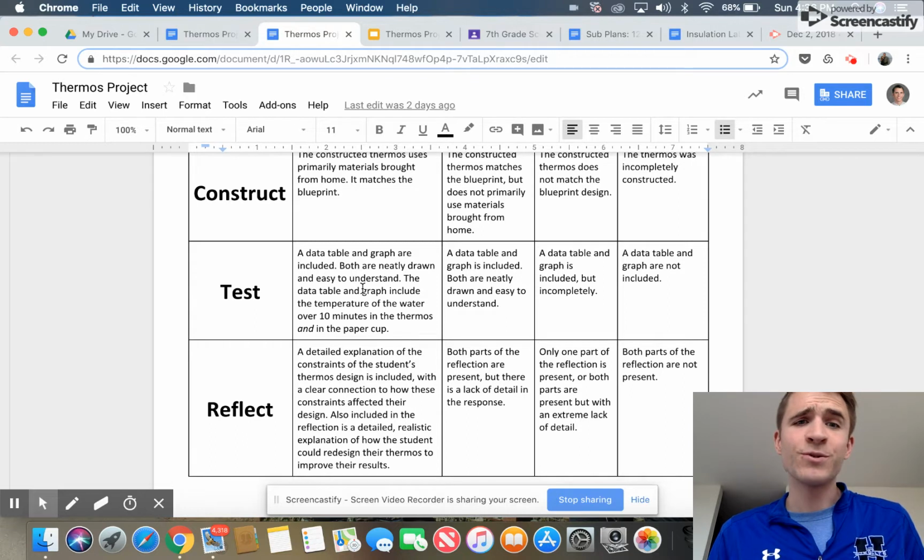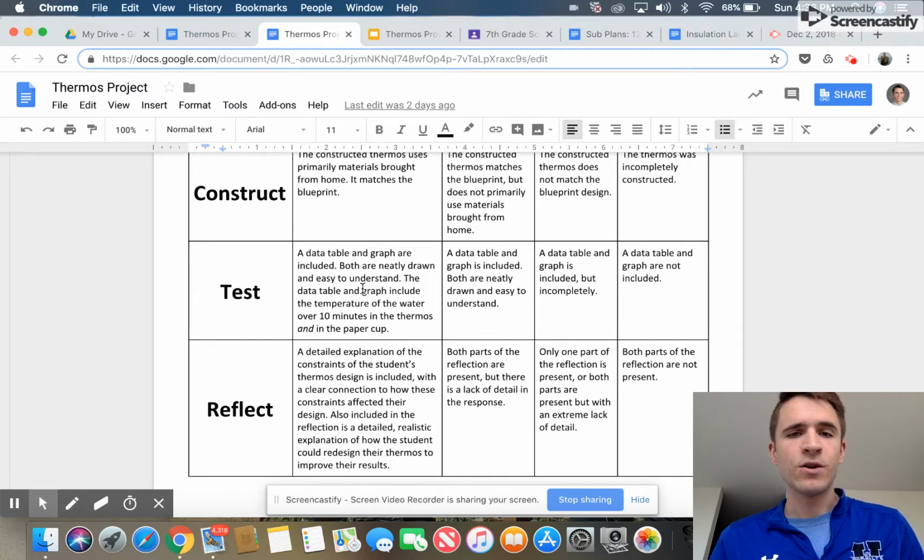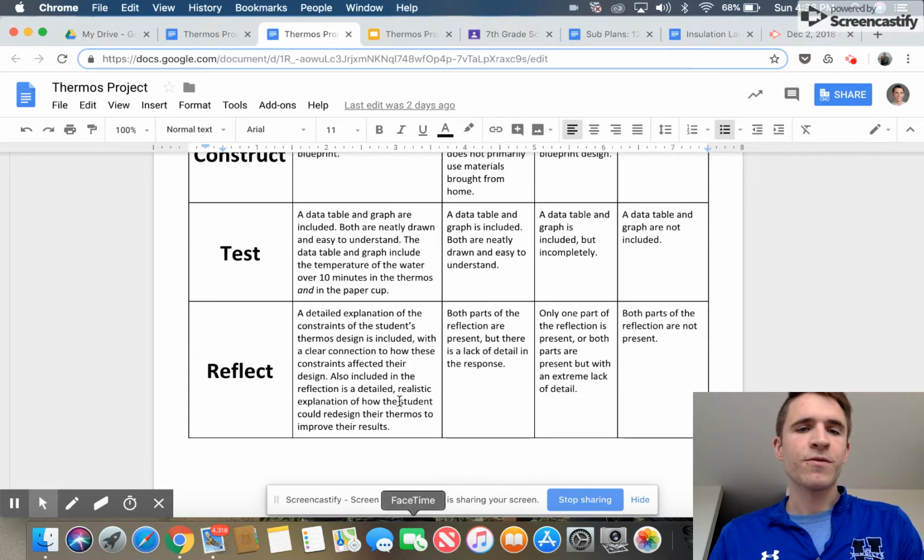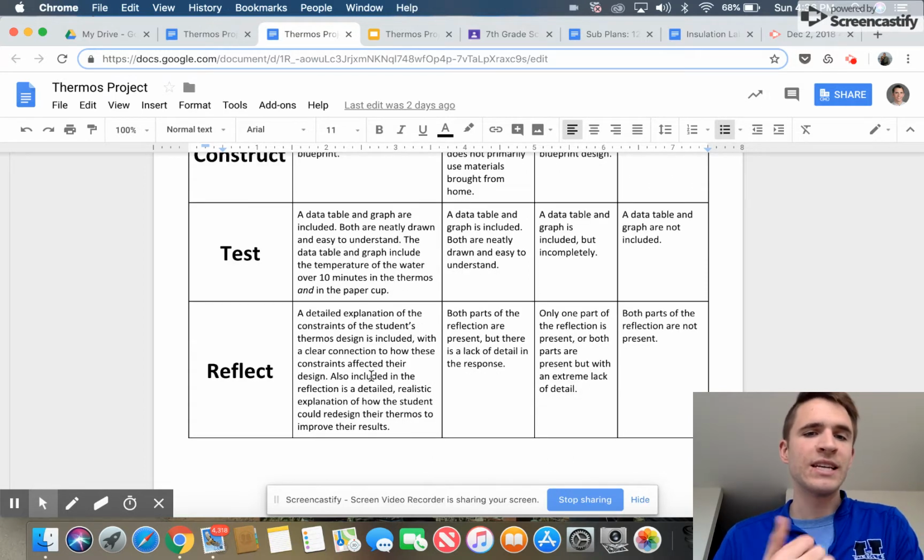For the testing, guys, you need to include a data table and graph to get a 4. Both need to be neatly drawn and easy to understand. The data table and graph include the temperature of the water over 10 minutes in the thermos and in the paper cup. And lastly, guys, for the reflection, a 4 is you need to include a detailed explanation of the constraints and a detailed, realistic explanation of how you could redesign your thermos to make it even better.